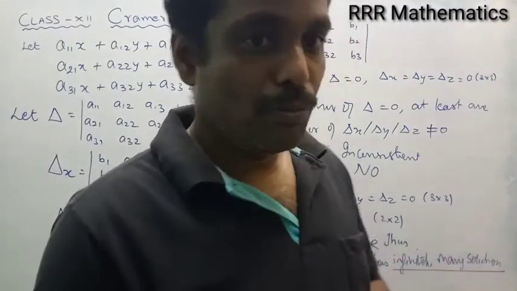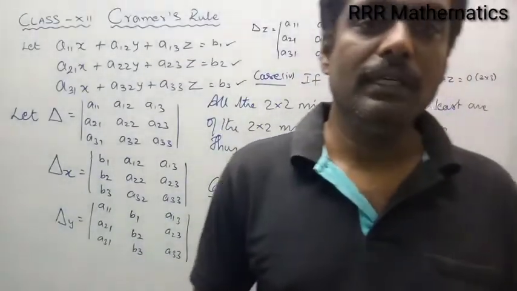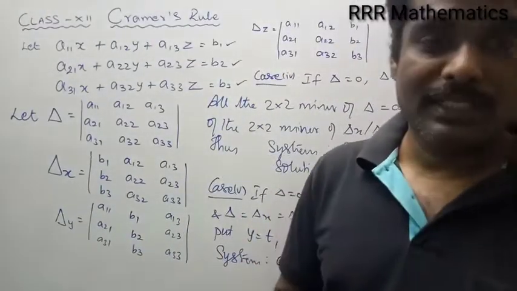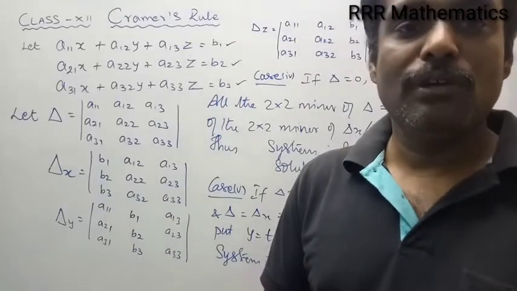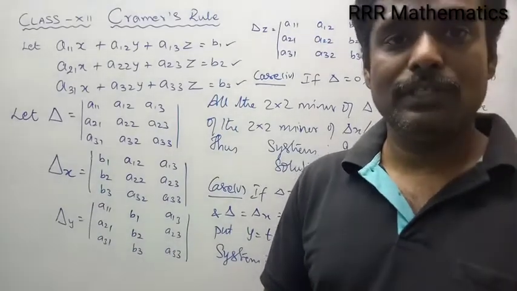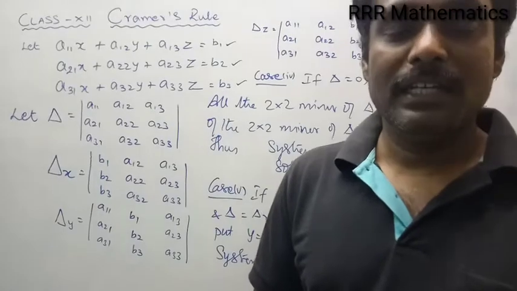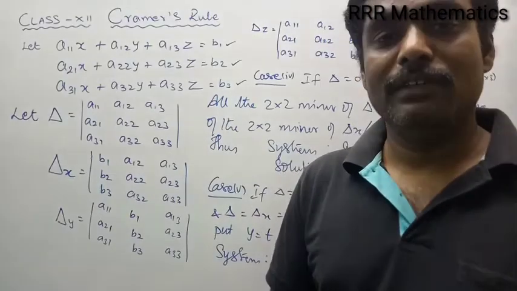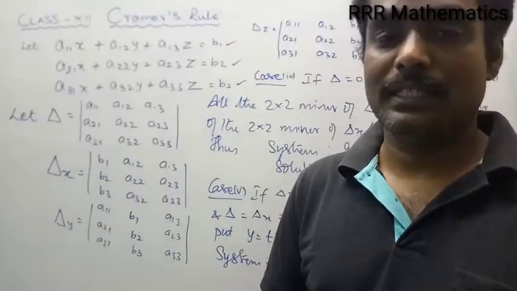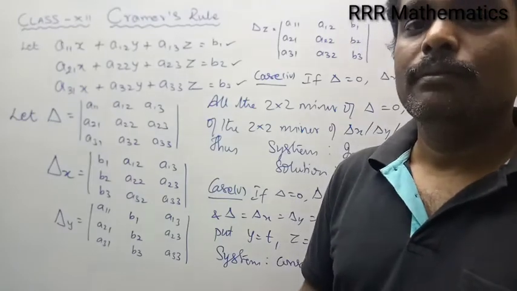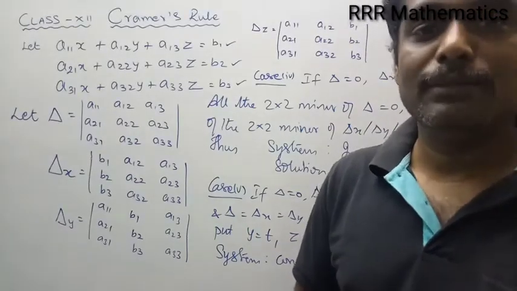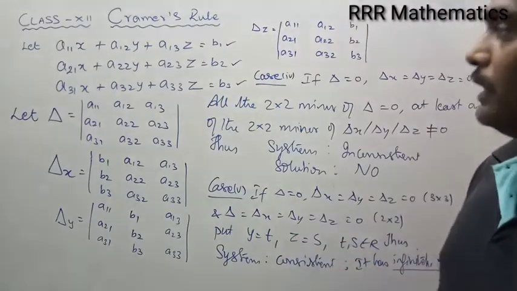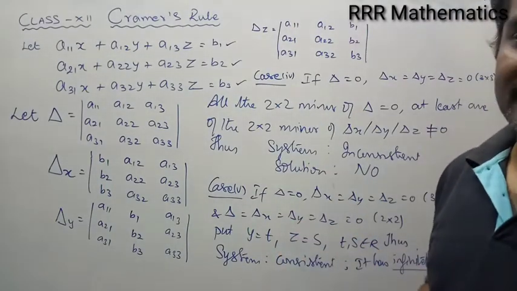From the plus 2 point of view, the year 2020 syllabus carries only the first type, which is the unique solution, delta not equal to 0. Then x can be calculated as delta x by delta, y as delta y by delta, z as delta z by delta. Got it? But in future, you should know about Cramer's rule. Then you should know all the 5 cases. Is it clear?